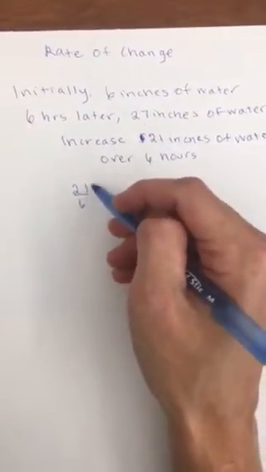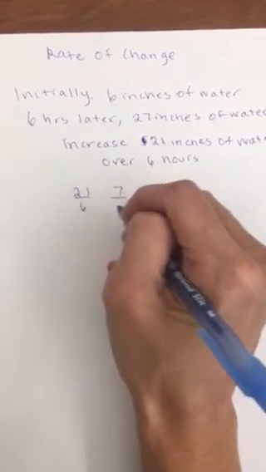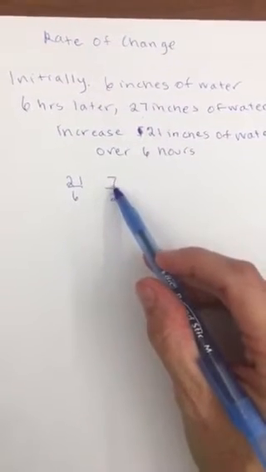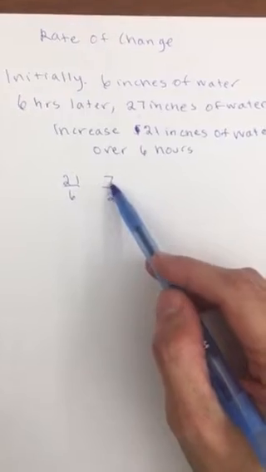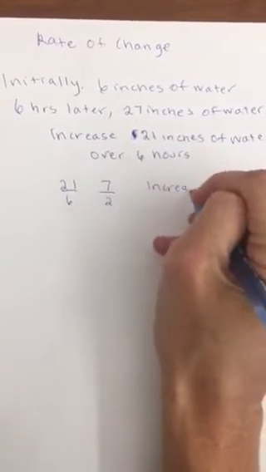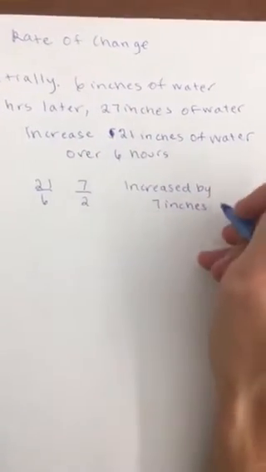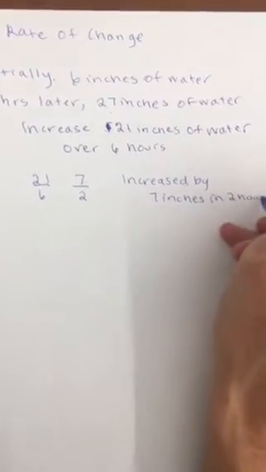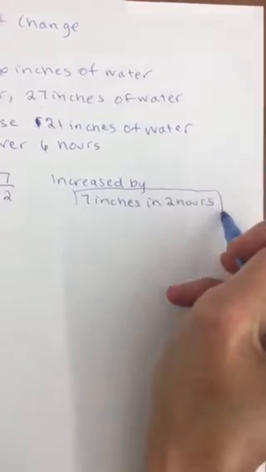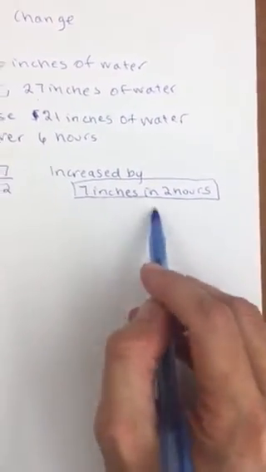Notice how both of these divide evenly by 3. So 21 divided by 3 is 7. 6 divided by 3 is 2. So what this is telling me is that my pool has increased by 7 inches in 2 hours. That's my rate of change. My rate of change has units, and it talks about the increase or decrease compared to time.